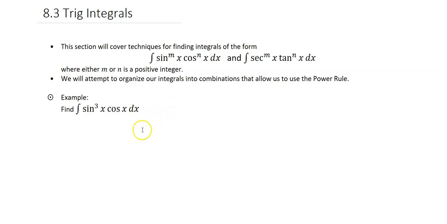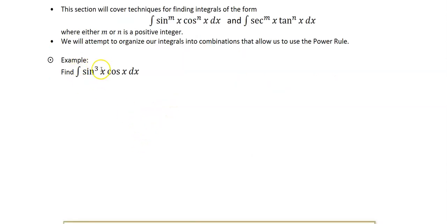So for example, if I have the integral of sine cubed of x times cosine of x dx, you may be tempted to try and use something like integration by parts from the previous section, but that really wouldn't get you what you need in this particular instance. So if I were to consider my u to be sine of x, the u prime that I would need would be the derivative of that, which would be cosine of x. So that would make my du cosine of x dx, and you can see that we have that right here.